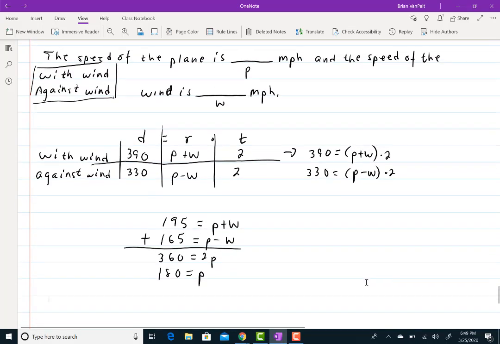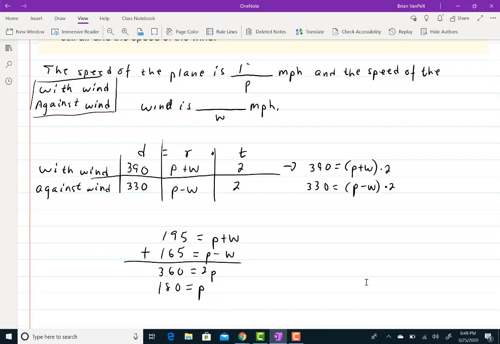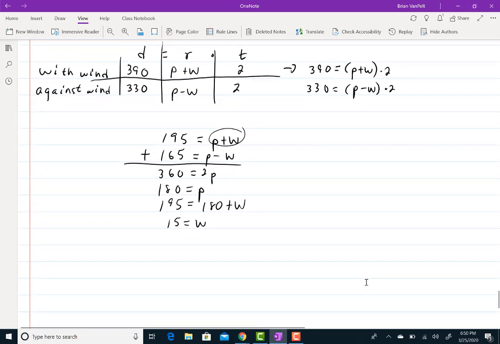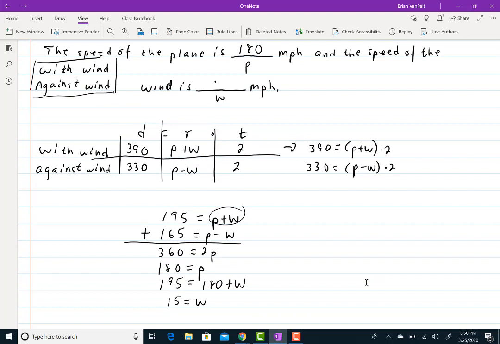So I can put that into this spot. Next, how do I get the wind speed? Well, I think I'll use the first equation here. I have 195 equals P plus W, so 180 plus W, and so it looks like 15 will equal W. Let's see if these things make sense. W equals 15.